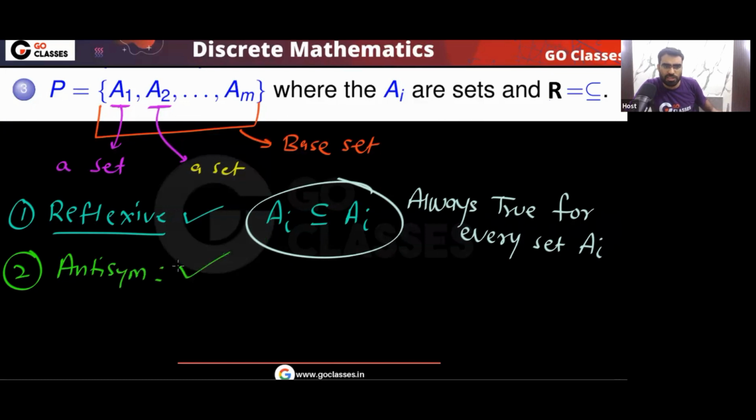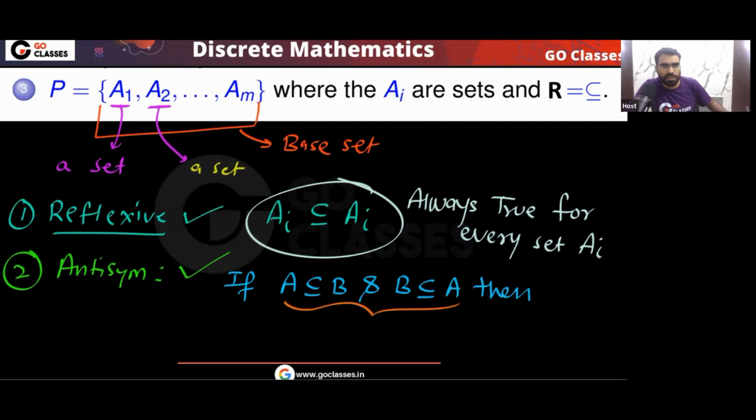The antisymmetric property is also satisfied. If you remember your set theory, what we have seen is that if A is a subset of B and B is a subset of A, what can you say in this situation? This is the definition of set equality. In set theory, we have seen if A is a subset of B and B is a subset of A, in this situation, A will be equal to B.